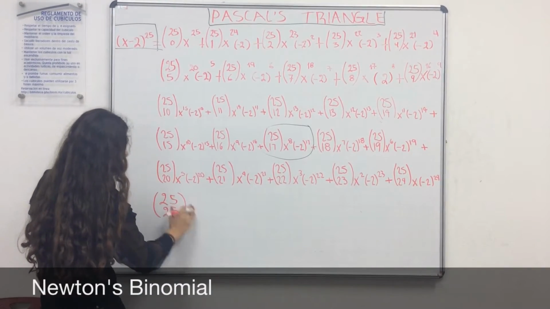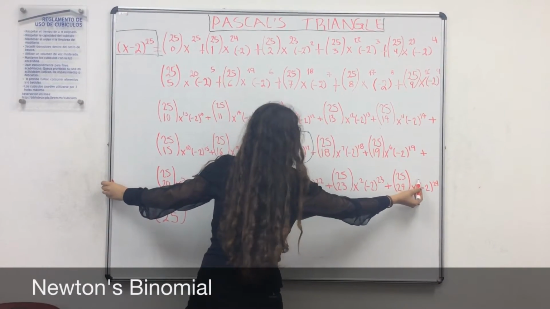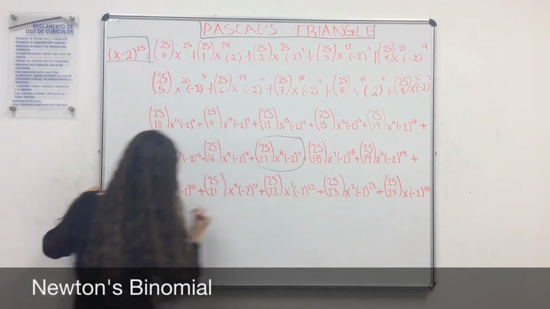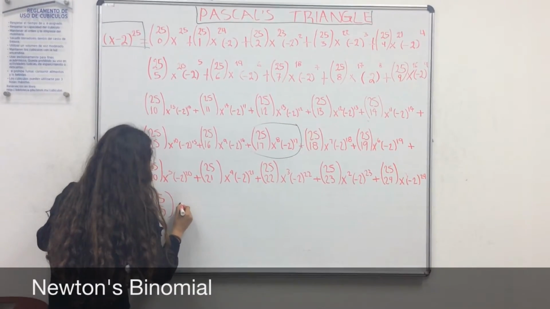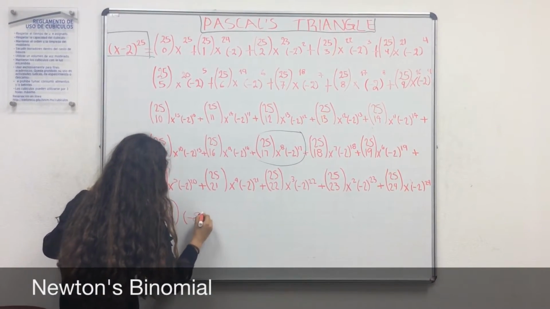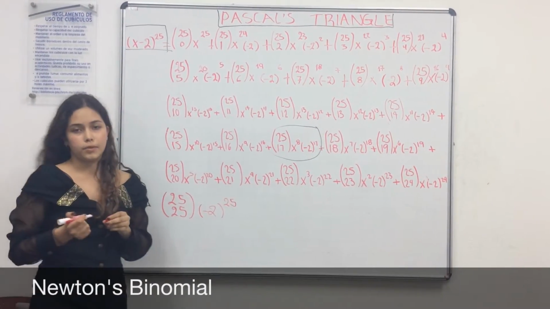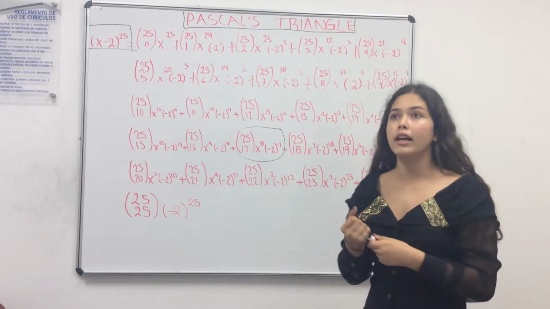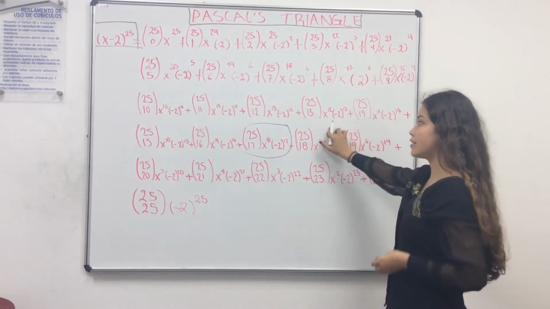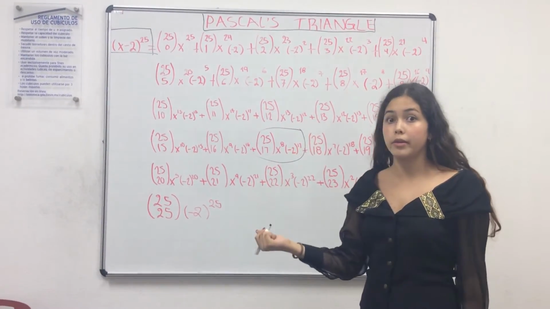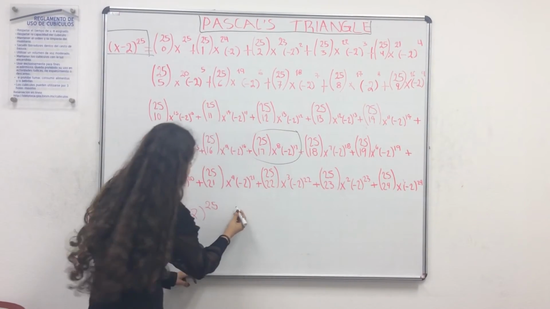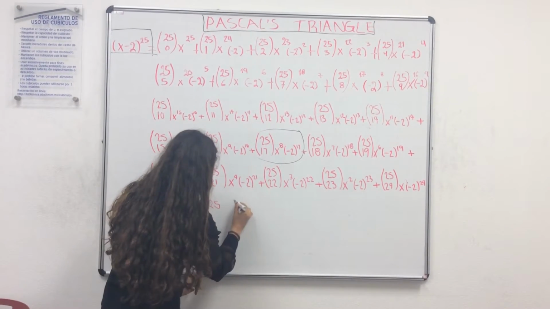You don't use x anymore, because before it was x to the exponent 1, so you don't put it here anymore. And finally we'll have it multiplied by minus 2 to the exponent 25, and that's all. And finally I will add to my explanation that this formula comes from Newton's binomial.